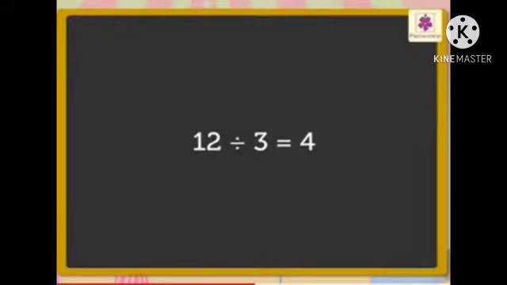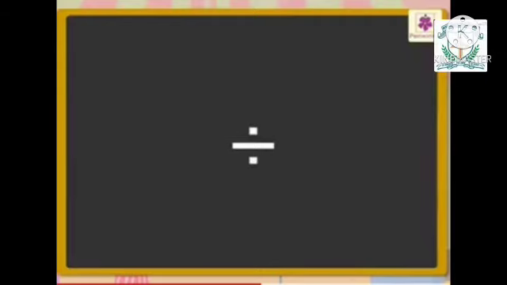Total number of balloons 12, which is the dividend, divided by number of balloons in each group, 3, which is the divisor, is equal to number of groups, 4, which is the quotient. 12 divided by 3 is equal to 4. This is the symbol used in the division.